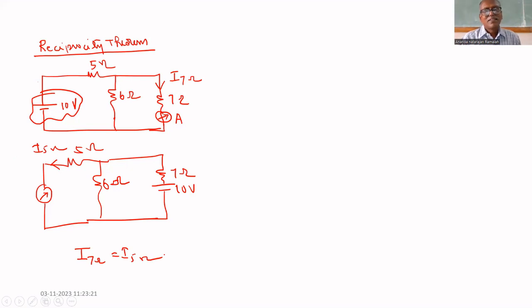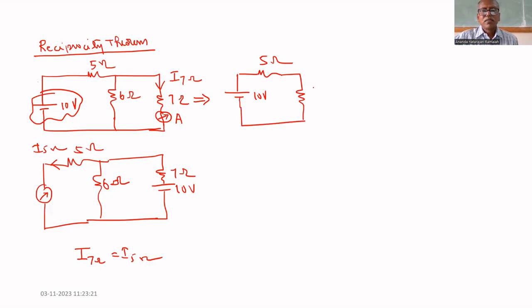Here, 6 ohm and 7 ohm are in parallel, so we can draw it like this. So what do you get? 10 volt, 5 ohm, and these two, 6 parallel 7. 6 parallel 7 equals how much? 6 inverse plus 7 inverse, then inverse again, equals 3.23 ohm.